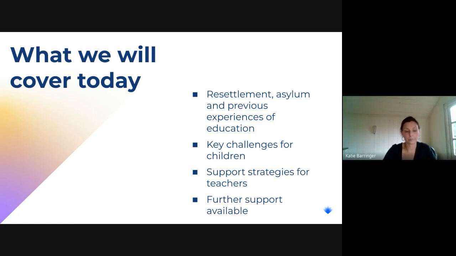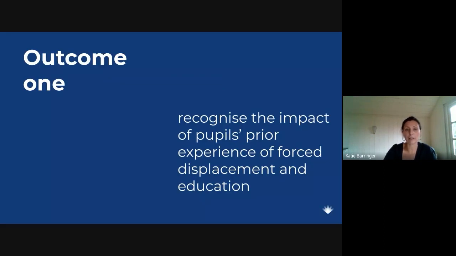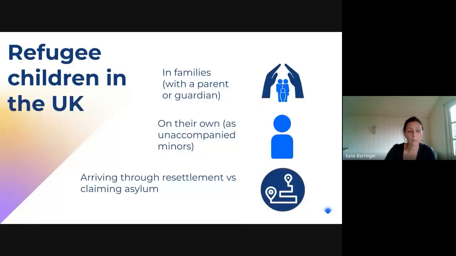So let's start by looking at our first outcome: to recognise the impact of pupils' prior experience of forced displacement and education. Of course, every child and young person's circumstances will differ, but in general, there are two key elements that you will need to consider to understand the likely context of the child and young person in front of you. Firstly, consider, did they arrive with their family or on their own?